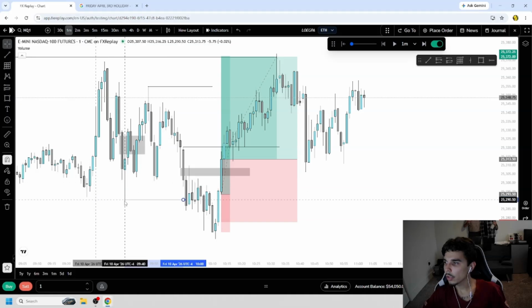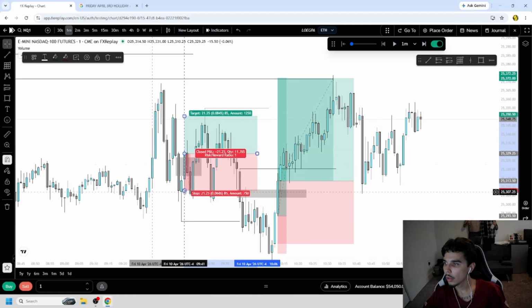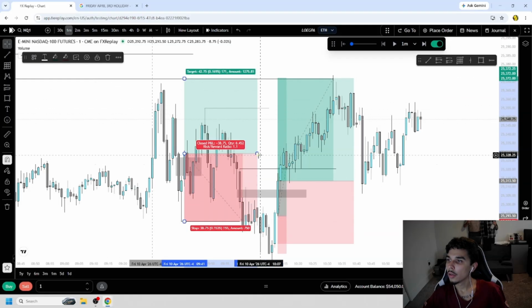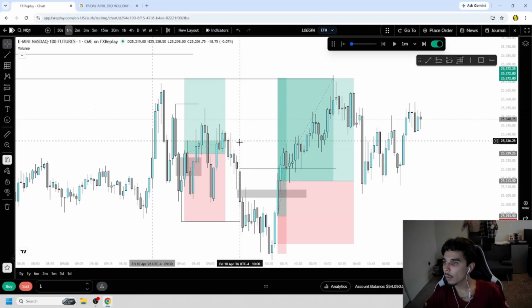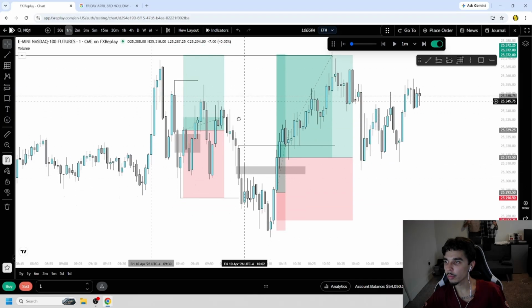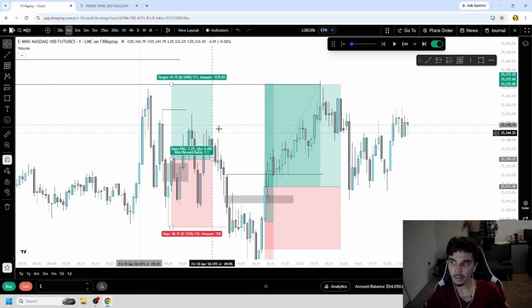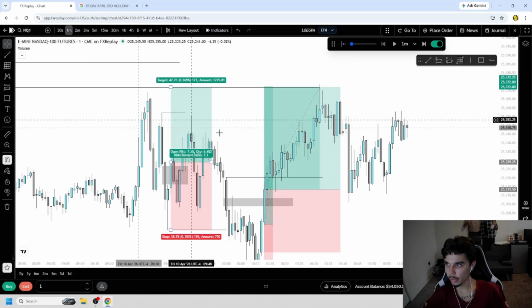We tried longing from here originally. Stopped at this low, TP at these highs. Original break even point was this high. Okay, never hit that. We ended up coming back down, resweeping this, hitting this rejection block, coming back up, inversing this, and then dropping back lower. Terrible delivery.